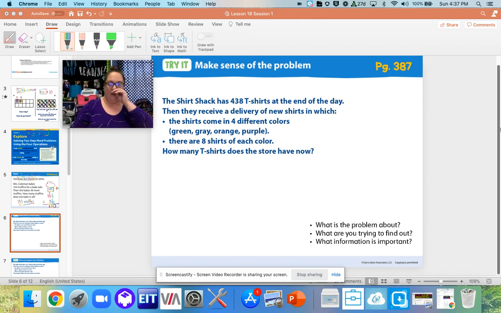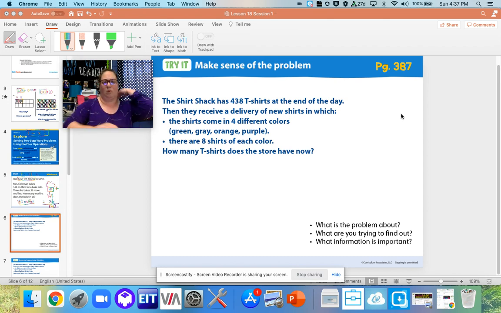Okay, so we're on page 387 in your workbook right now. So go ahead and turn to page 387. If you need to, you can pause the video to get there. That page number is right here at the top. I'm going to read that problem first. The Shirt Shack has 438 t-shirts at the end of the day. Then they receive a delivery of new shirts in which the shirts come in 4 different colors: green, gray, orange, and purple. There are 8 shirts of each color. How many t-shirts does the store have now?